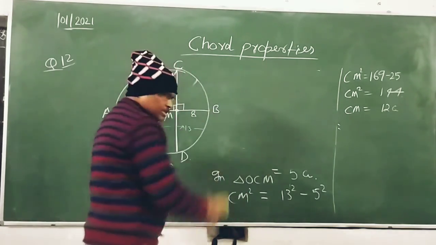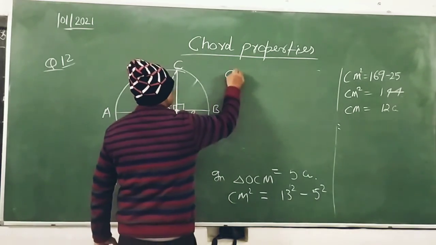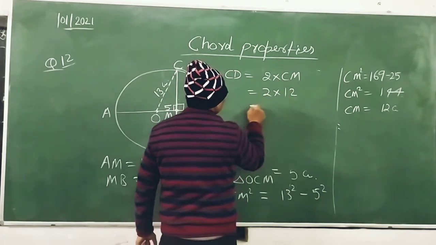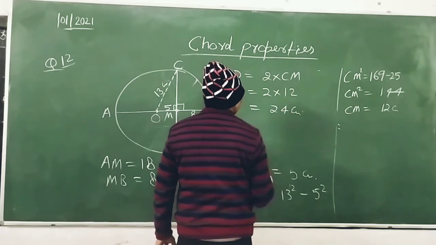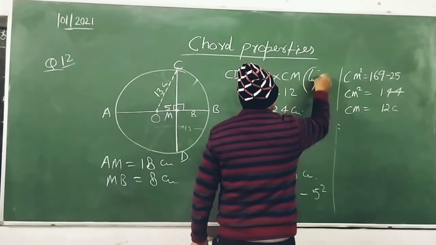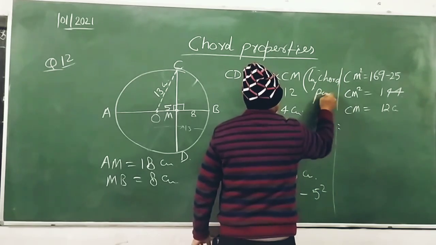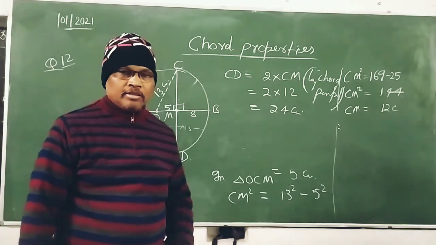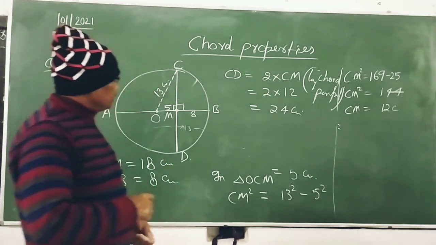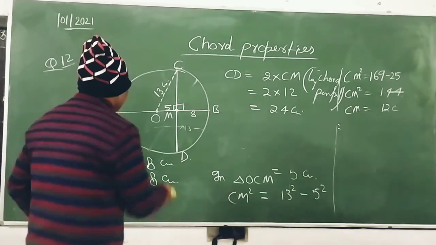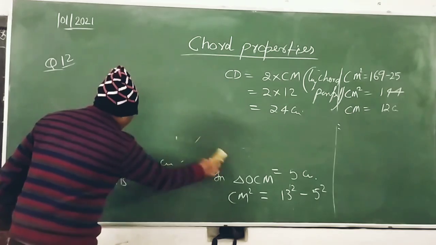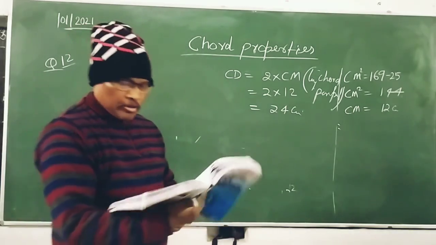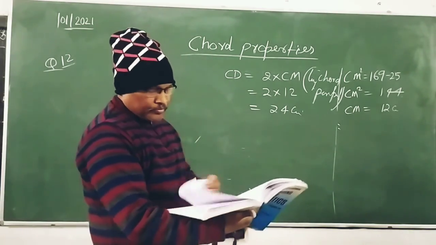अब जब ये पता है what is the length of the CD? 2 into CM means 2 into 12. So this is equal to 24 centimeter and you should write here by chord property. This is the method to solve such type of questions. By this way, if you go through the exercise and try to solve the other questions, you can.